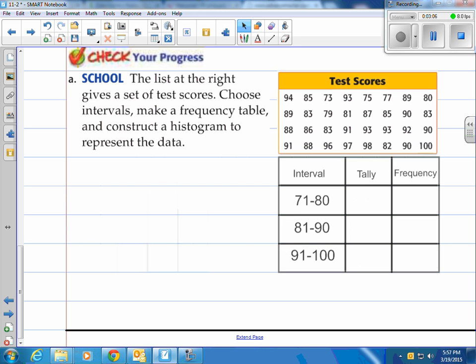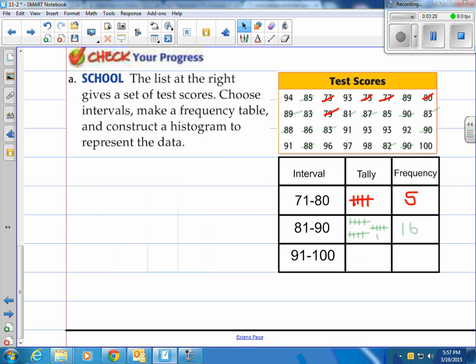So what do we do first? Let's create a frequency table. And again, I've chosen the intervals of 10. So I'm going from 71 to 80, 81 to 90, and then 91 to 100. Then we're going to tally those. So let's figure out how many are between 71 and 80 inclusive, meaning 71 and 80 are included in that. And we've got 5. And then you can see 81 to 90.